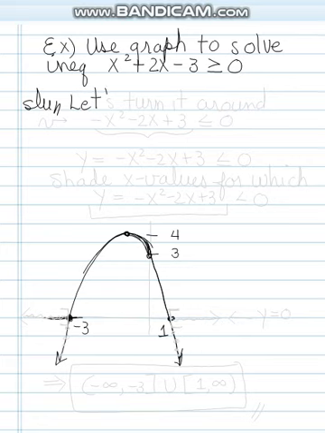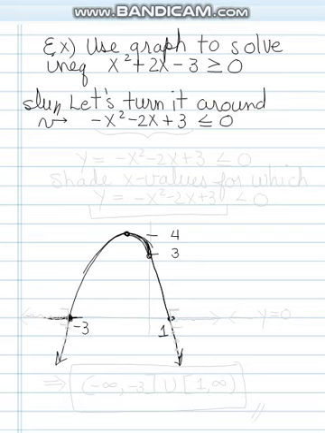Let's turn it backwards. Turn it around. And when we do that, we're not really turning it backwards, we're just multiplying both sides by -1. We get negative x squared minus 2x plus 3 is less than or equal to 0. Same thing.